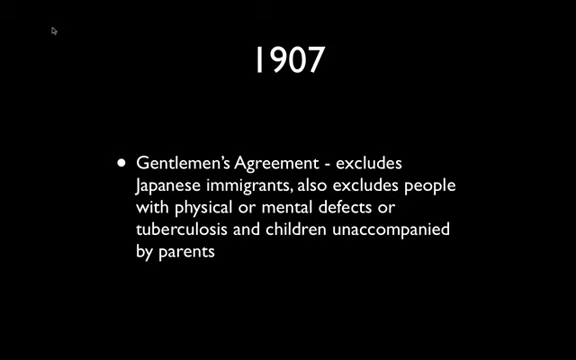In 1907, we switch a little bit, and we passed the Gentleman's Agreement. And what is a gentleman? Early on, John Smith came over with a bunch of gentlemen on his ship, and it basically was people that didn't do anything because they were too high and mighty to do anything. A gentleman is someone who has class and manners and is high society. So we passed the Gentleman's Agreement to exclude Japanese people. Really? How is that being a gentleman? Also, it excluded people with physical or mental defects or tuberculosis and unaccompanied children. So the Gentleman's Agreement excluded people who were handicapped and the Japanese.